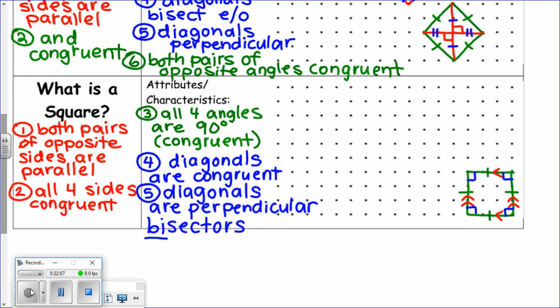And because I don't want too many symbols on one shape, I don't want it to get too crowded, we're going to go ahead and draw another square so we can talk about the diagonals. So let's make a 5 by 5 square this time. 1, 2, 3, 4, 5. And there you go, a 5 by 5 square. So I'm going to mark again that all four sides are congruent. And let's go ahead and draw our diagonals connecting corner to corner.